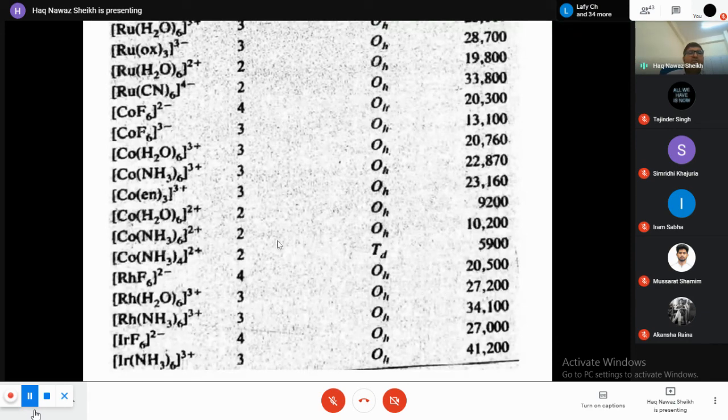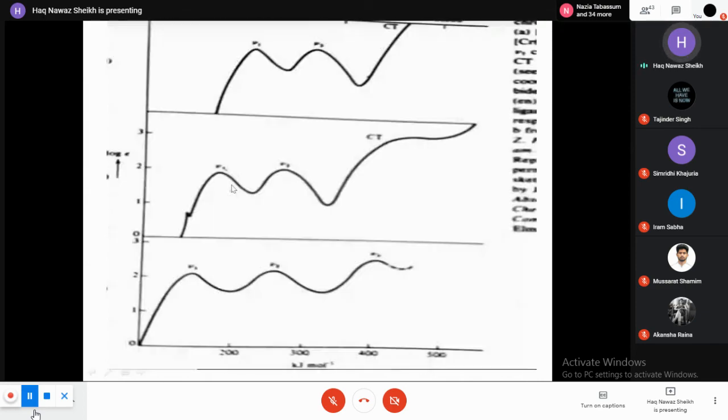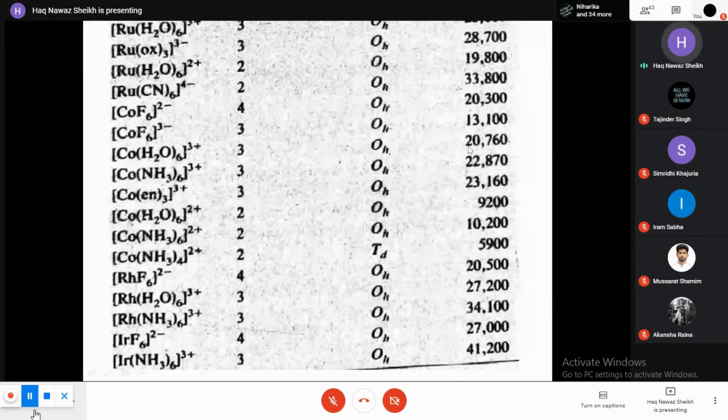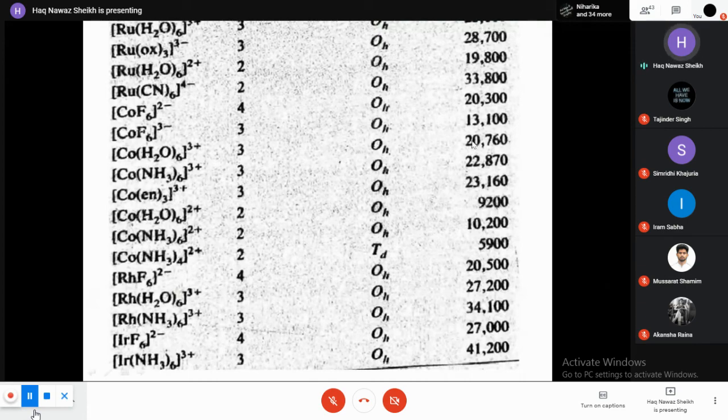Similarly, there are other complexes, or you can see for yourself. This is the data again for different metal ions where the ligands have been changed. See the cobalt with water, cobalt ammine, cobalt ethylenediamine. The oxidation state is the same, all octahedral. Look at the delta. When you change the ligand, with water it is 20,000, with ammonia 22,000, with ethylenediamine, chelation happening, 23,000. Similarly, when the cobalt is in the +2 oxidation state, you can compare this with the +3 oxidation state. This is just 9,000, ammonia 10,000, and then the tetrahedral complex only 5,900. So this is data for your reference, right?